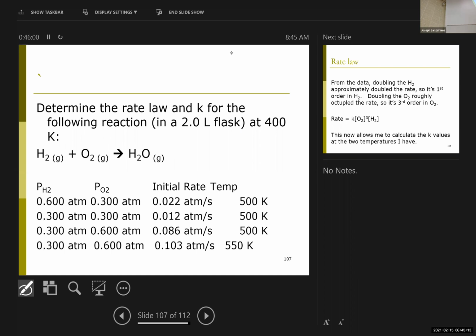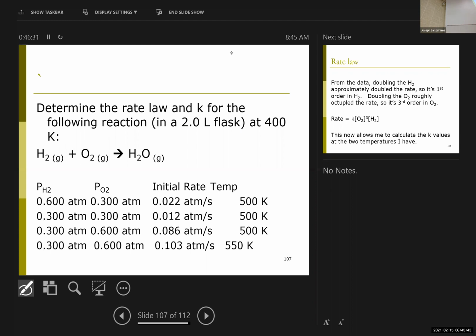And so again, here I've got a reaction that has 2 reactants. Right off the bat, to get the rate law, that means I need 3 equations at the same temperature. If I want to then add the temperature dependence, all I need is one more measurement at a different temperature. And so the bottom experiment is now at 550 kelvins instead of 500 kelvins.